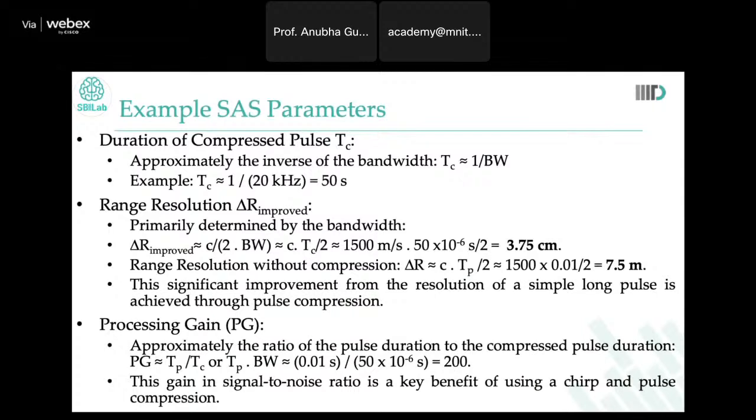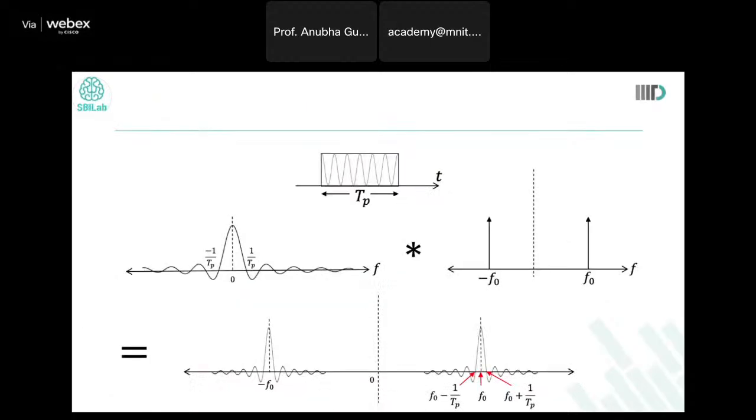But now why is this pulse compression happening? I just said that Tc will now determine your range resolution, but how? So let's look at this. Say you had transmitted a pure cosinusoidal signal for Tp duration. If we look at this signal, it is actually a multiplication of a rectangular pulse with a pure cosinusoid.